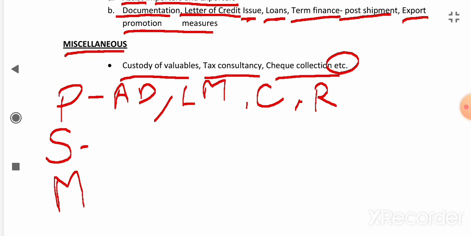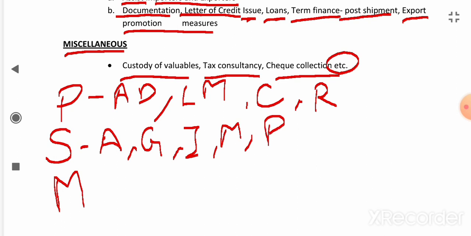In subsidiary functions or services, first was agency services, bank acting as an agent on behalf of the customer. Second was general utility services like account opening, maintaining, loan, locker, credit, share, providing business information, etc. Third was international banking services, and fourth was merchant banking services. Next was para banking services like insurance business, credit card business, etc. Next was forex, foreign exchange services, to assist exporters and importers in their documentation, letter of credit, etc. And then miscellaneous services.